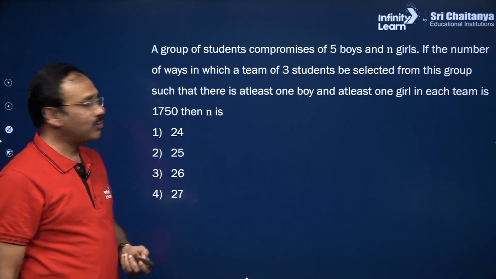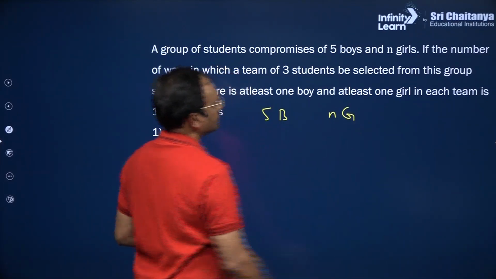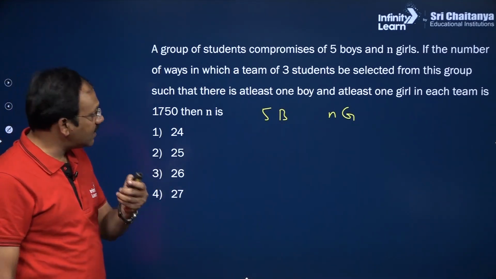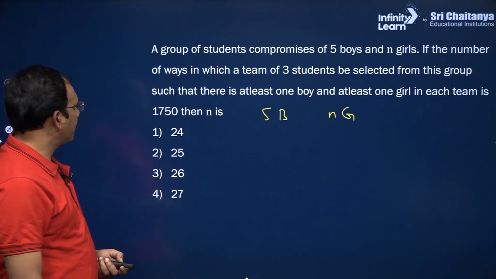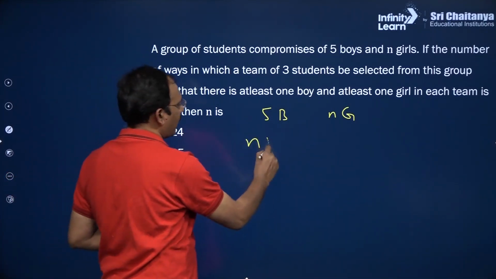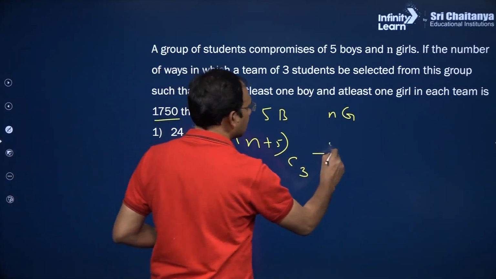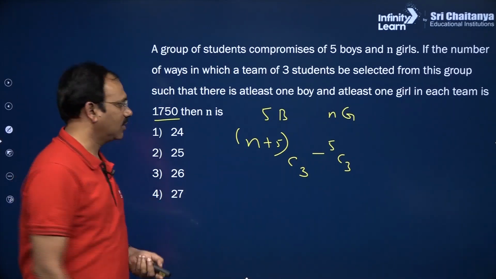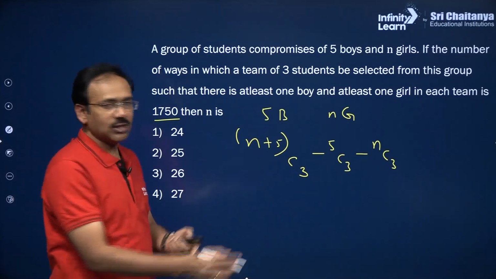Next question. A group of students comprises 5 boys and n girls. If the number of ways in which a team of 3 students can be selected from the group such that there is at least 1 boy and 1 girl in each team is 1750. My dear friends, totally there are n plus 5 students, out of which I need to select 3. From this, you take out the case where all students are selected from the 5 boys. In this case all are boys, there is no girl, so it should be removed. Similarly, you remove nC3 also.